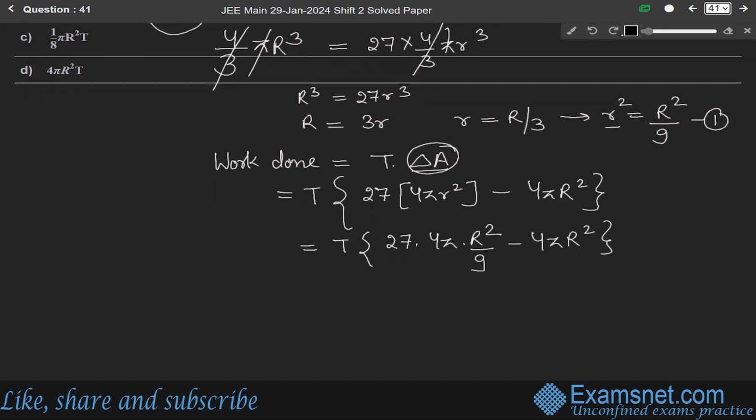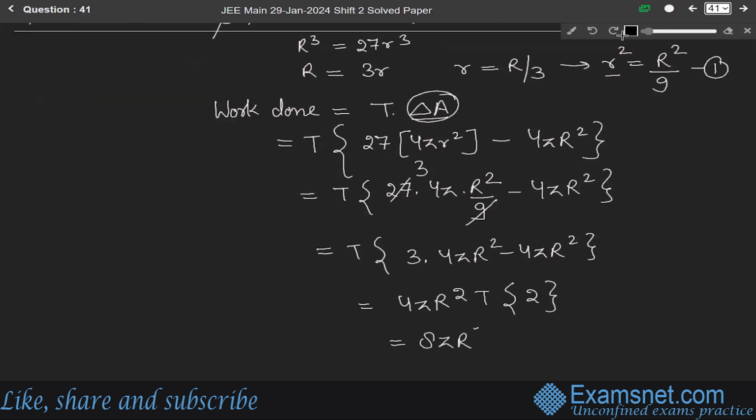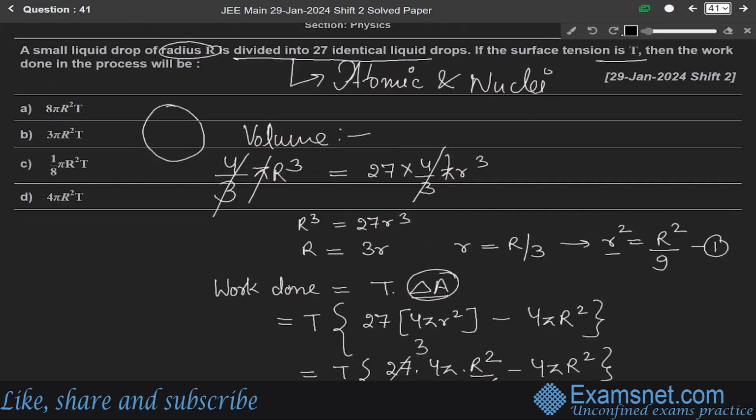Now solving it, it will be equal to T, 9 threes are 27, so 3 into 4 pi R square minus 4 pi R square. Taking 4 pi R square common, we get 3 minus 1, 2. 2 into 4, 8 pi R square T. So the work done is 8 pi R square T. Okay, so the correct answer is option A, 8 pi R square T.